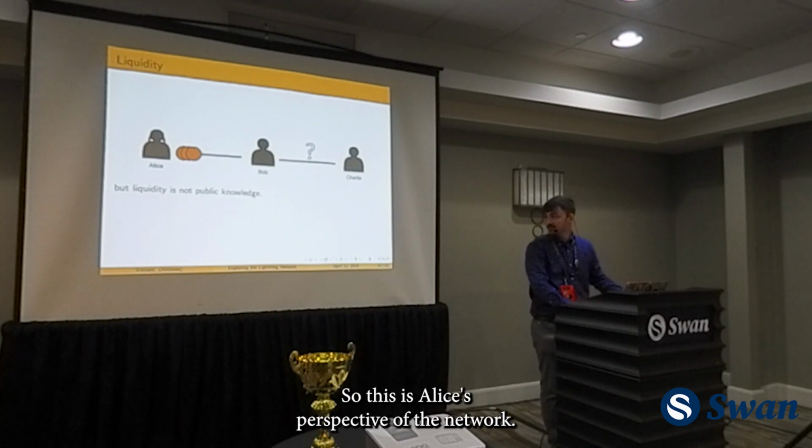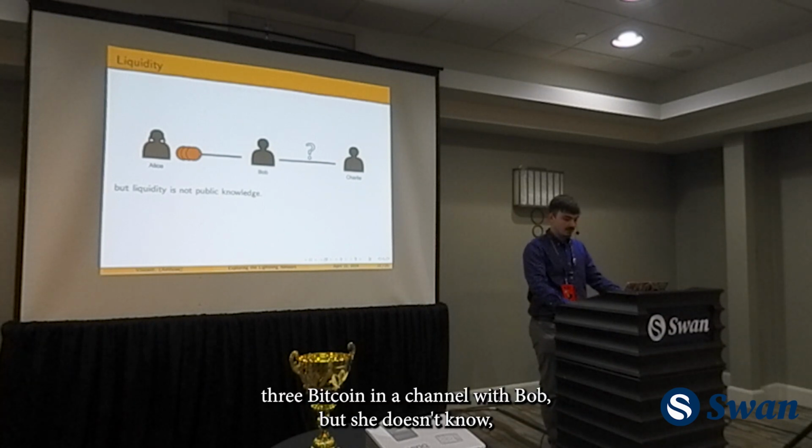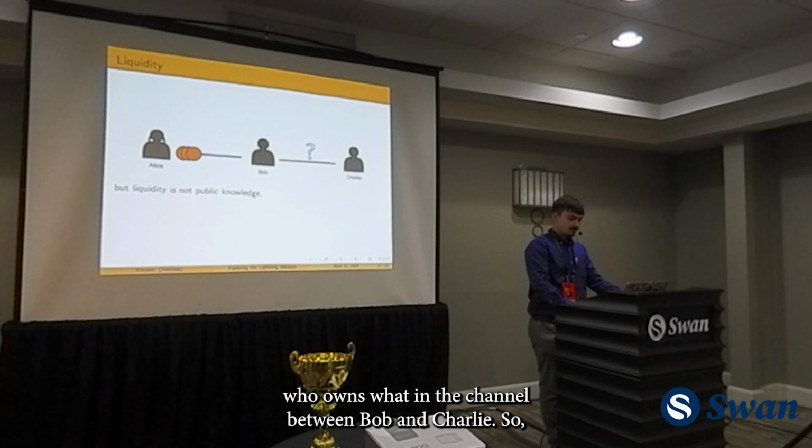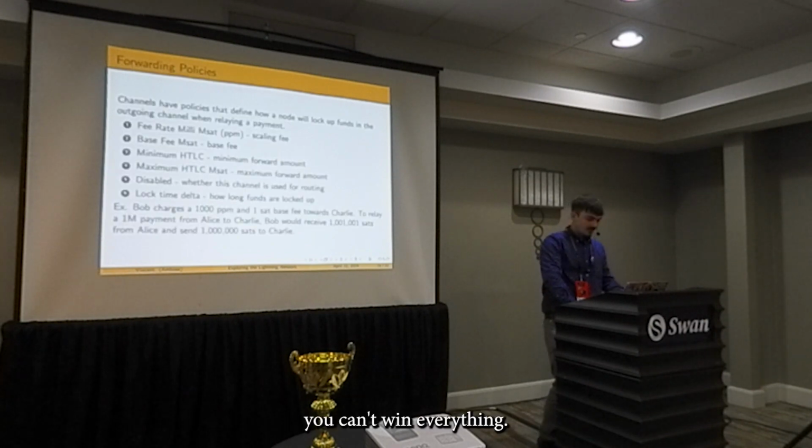So this is Alice's perspective of the network. She knows that she owns and controls 3 Bitcoin in a channel with Bob, but she doesn't know who owns what in the channel between Bob and Charlie. So, you can't win everything.